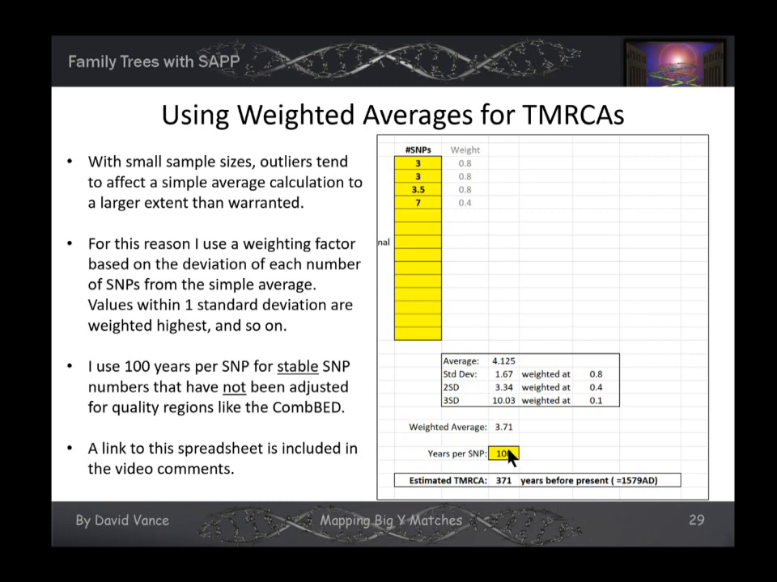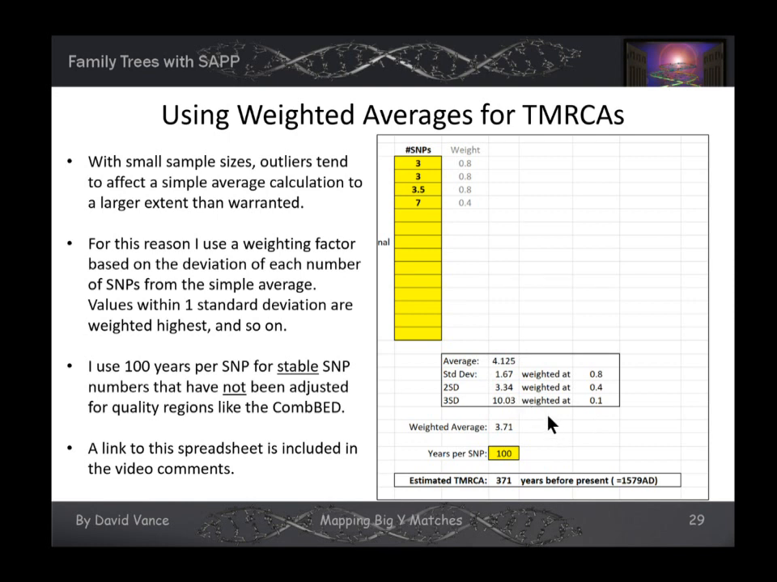But if I do this for my common ancestor across all 4 of these matches, I get an estimated TMRCA of 371 years before present, and I've converted it here to 1579 AD. Obviously, that could translate to somewhere around 1600 as well, or maybe 1580. These numbers are not that precise. You could even qualify it by saying it's probably plus or minus about 25 to 30%, and you're probably not far off.